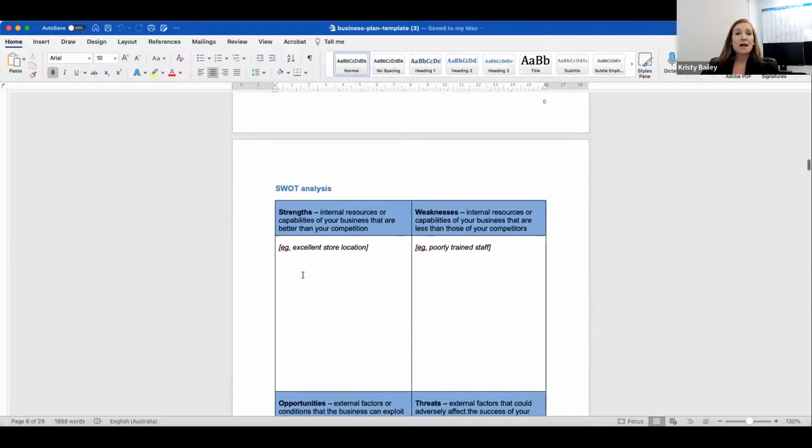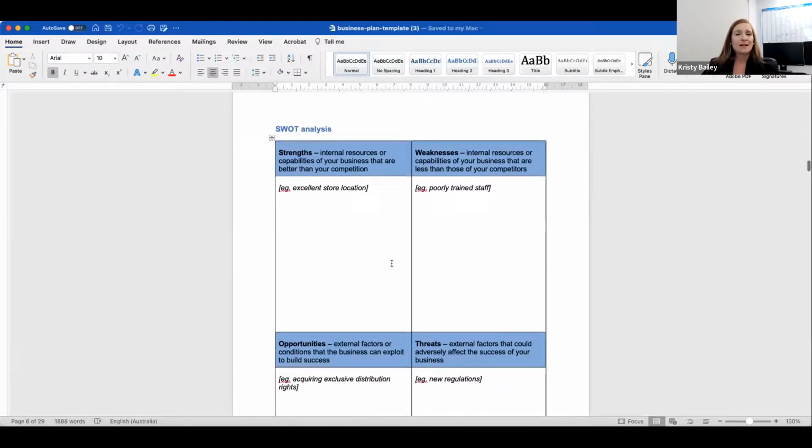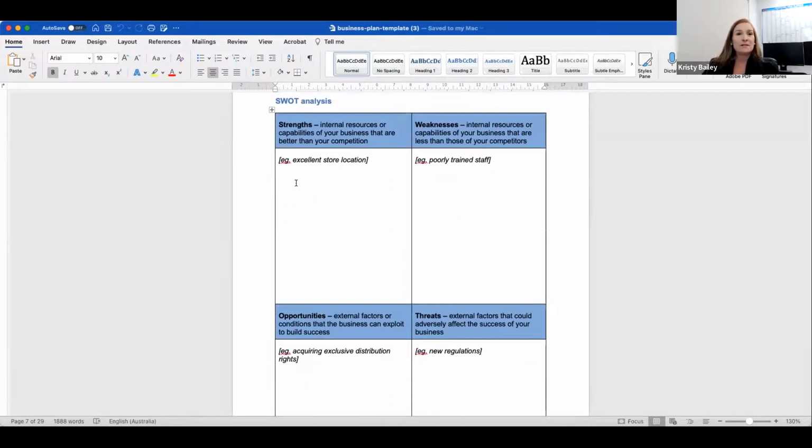Your SWOT, as I mentioned, strengths, weaknesses, opportunities and threats. This is great. If you could pull this one page out and give this to as many people that are involved in the business as possible, I think that's a great idea.